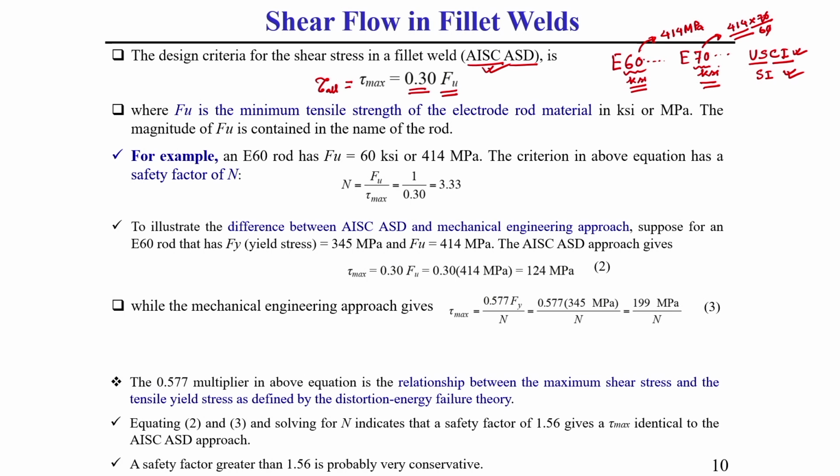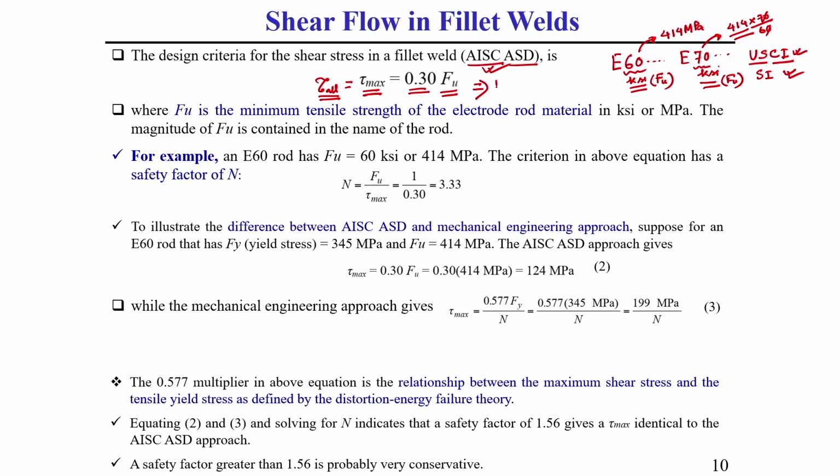What is Fu? This Fu is generally called this 60, whatever the electrode minimum tensile strength is, this is generally called Fu. This you should keep in mind. So, allowable strength or tau max, both are the same, this is generally considered there. From there, what can we get? We can get a factor of safety.